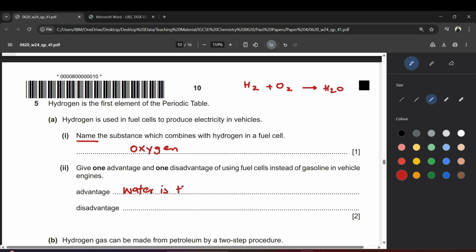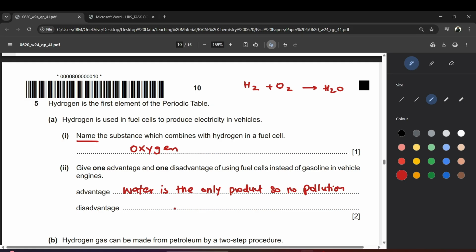Water is the only product, so no pollution. Okay, because usually in gasoline engines, what happens? Carbon dioxide and some other pollutants can also be produced, right? So these are pollutant gases. That is not the case when you use hydrogen as a fuel. Okay, what else can we say? We can actually mention that there is no carbon dioxide being produced.